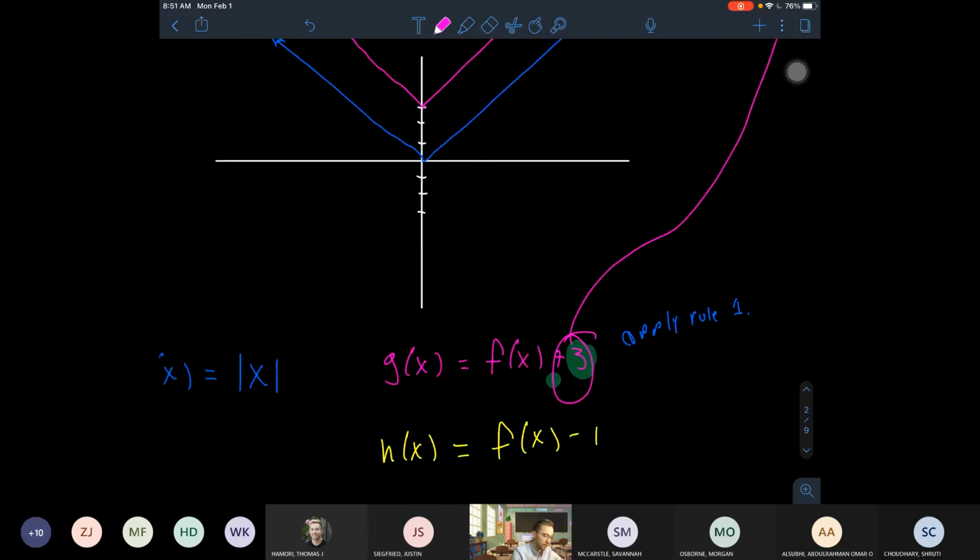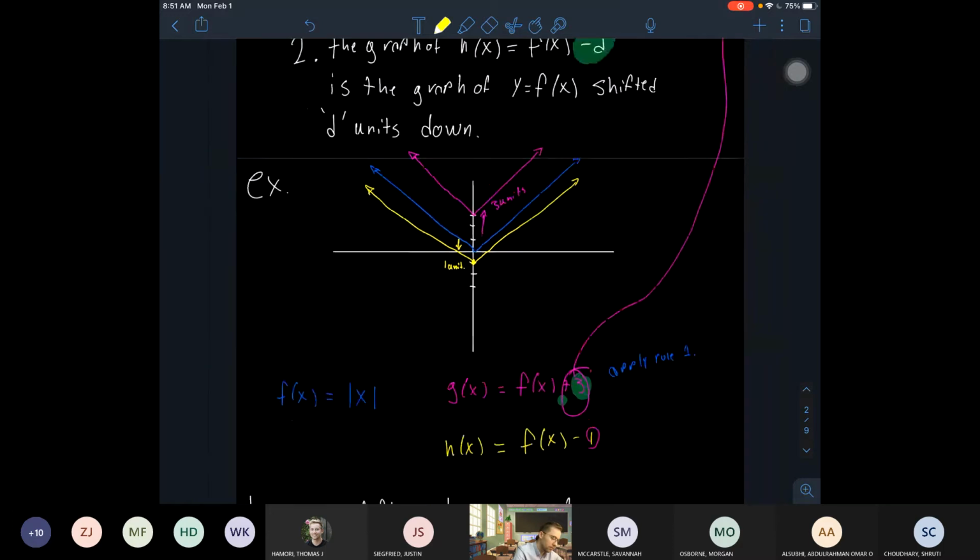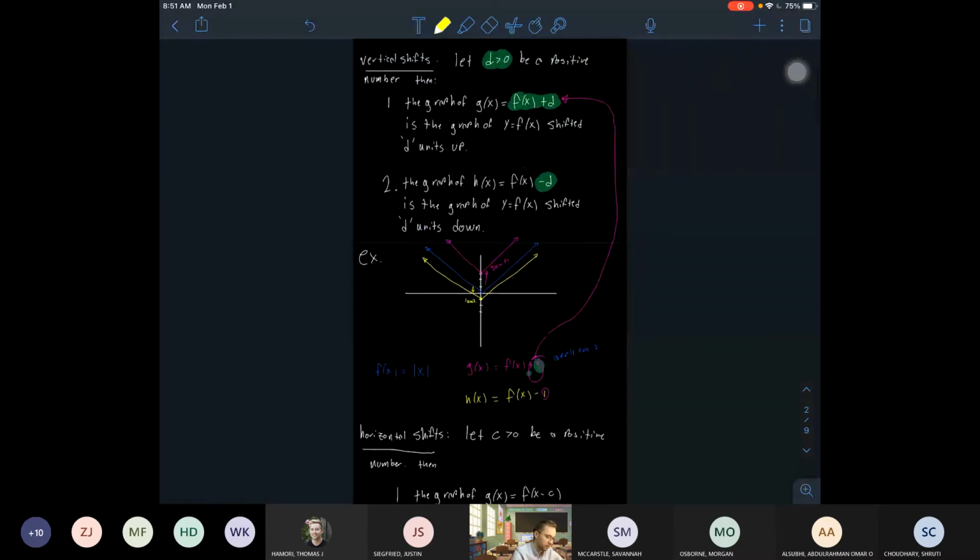Now the second part asks us to do f of x minus 1. Well, I should use rule 2 since I'm subtracting a positive number, and I should just move the entire graph down 1 unit. That doesn't look quite parallel, does it? That looks a little bit better. So it's going to look something like this. To get the first one, we just moved up by 3 units. And to get the second one, we just moved down by 1 unit. So that's how we do vertical shifts.